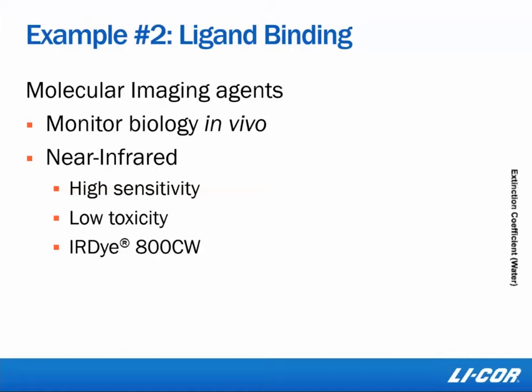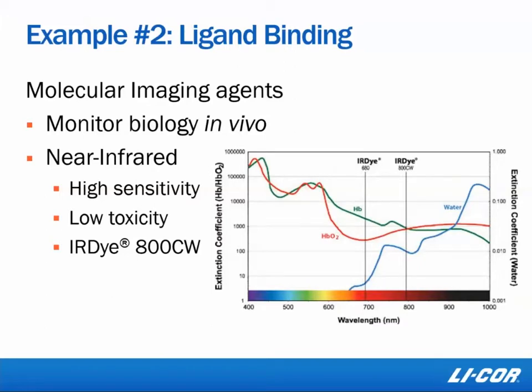Well, when you're working in the near-infrared wavelengths, like those you see on an Odyssey system, the absorption of light from hemoglobin and water is greatly reduced. And here in this graph, we can clearly see this. So in this graph, we're looking at different spectrums of light.